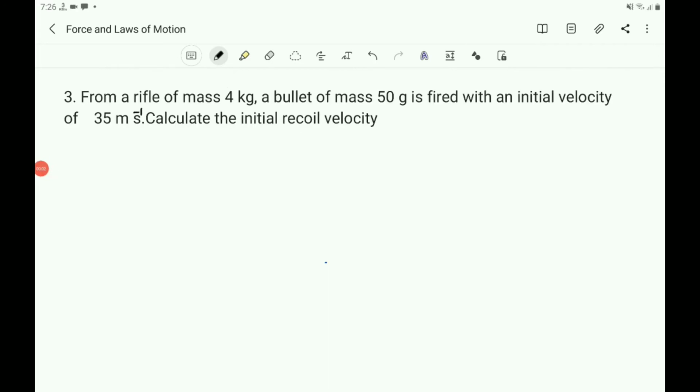Now the third question. From a rifle of mass 4 kg, a bullet of mass 50 gram is fired with an initial velocity of 35 m/s, that is 35 ms^-1. Calculate the initial recoil velocity. Here, from a rifle of mass 4 kg, a bullet of mass 50 gram is fired with an initial velocity of 35 meter per second. So you take the solution here.